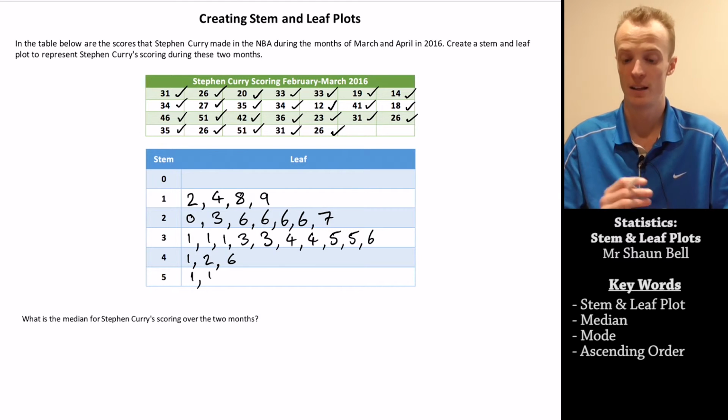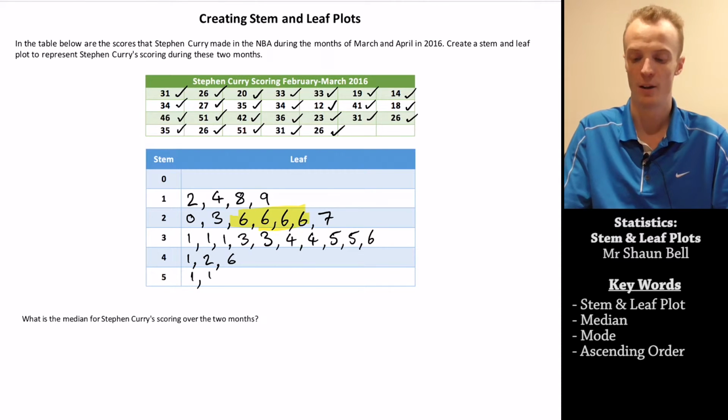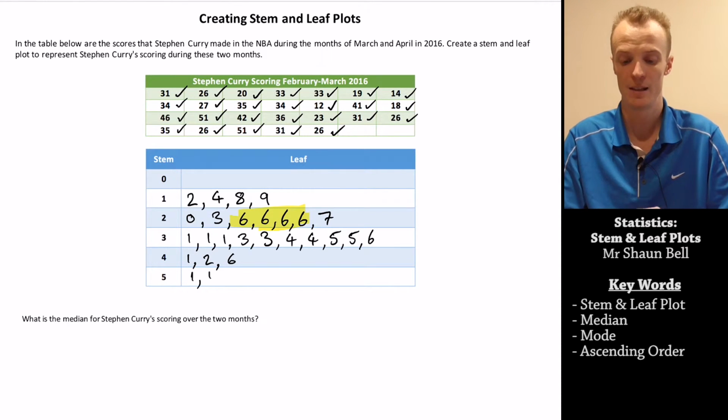Well, now it's ordered in ascending order, I can very quickly spot where the mode of this data, or the number that repeats the most, is. So I now know that the mode of my data is 26.